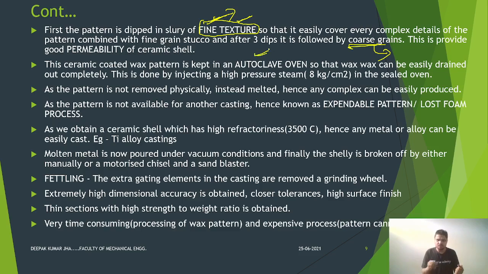Autoclave oven is used, as we have already told, and high steam is used to easily remove the wax so that the complex castings can be obtained. And as the pattern is not physically removed, instead it is melted, the process here is known as expendable pattern. Expendable means used only once. It means the pattern can be used only once. It cannot be used for another casting process, as the wax pattern is melted. It has to be again formed in the die, right? And it is also known as lost foam.